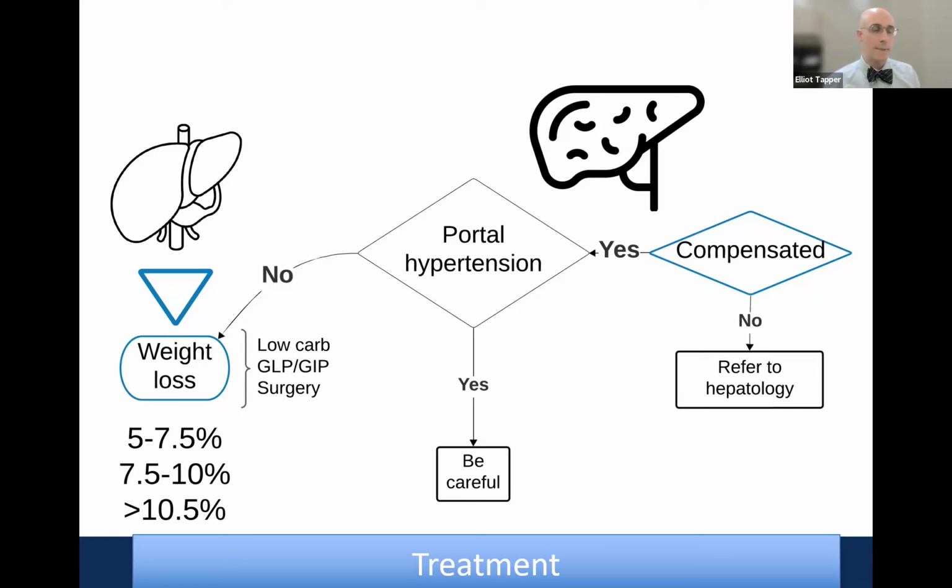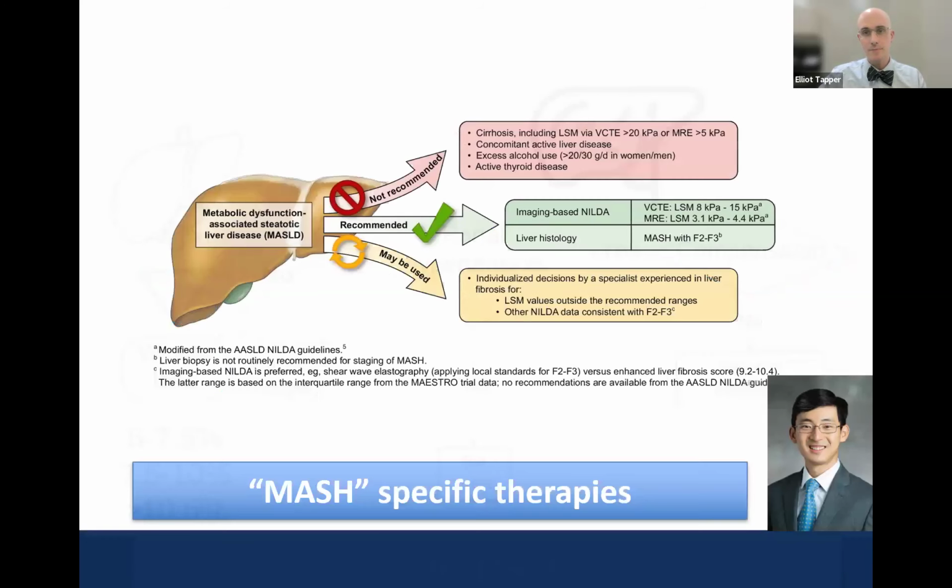But the person with portal hypertension, you don't see too much good news coming when they start losing a lot of weight rapidly. And so that's where we have to be very careful to ensure that they don't become sarcopenic or decompensate with ascites. There's one FDA-approved drug for the treatment of MASH, and again, this is made by Madrigal.